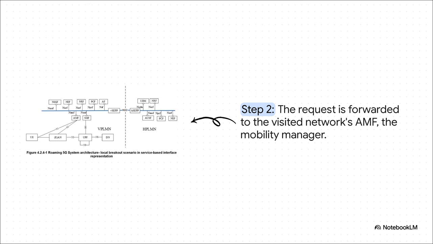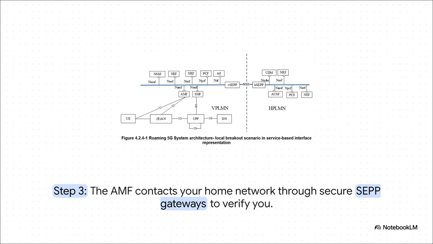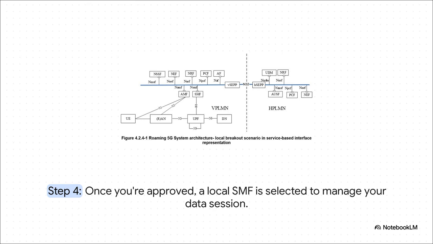Its first job is to look at your request and go, who is this and where are they from? And here's where the magic really happens. The local AMF packages up a question and sends it through its secure front door, the vSEPP. That message zips across the internet to your home network's front door, the hSEPP. It's basically knocking on the door and asking your home carrier's computers, hey, you know this person? Are they good for it? Your home network checks its files, says, yep, they're legit, and sends a secure thumbs up right back the way it came.